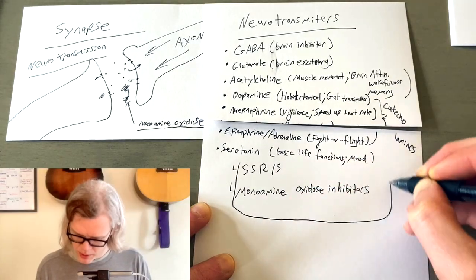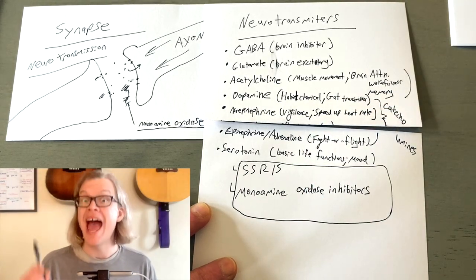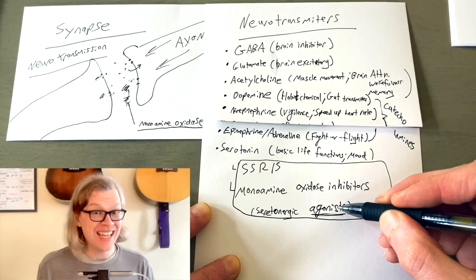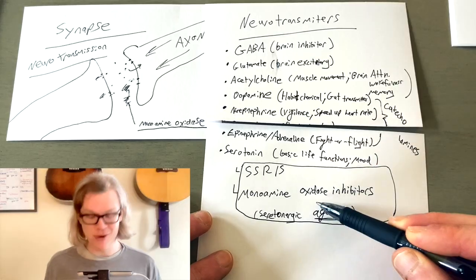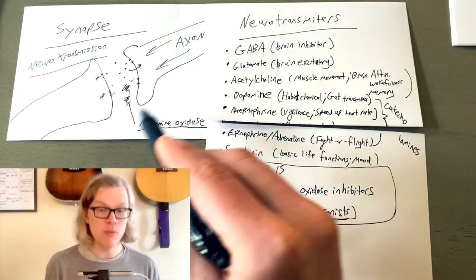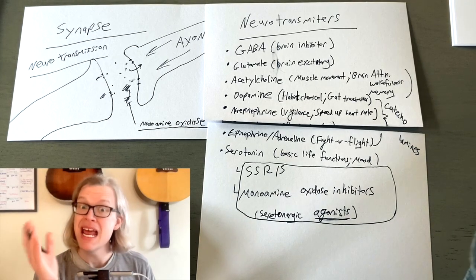These are both a certain kind of chemical called serotonergic agonists. What does agonist mean? It means it's good for serotonin. You're taking an SSRI, you're taking a monoamine oxidase inhibitor, you're getting more serotonin there. It's good for serotonin. Agonist, agonist. And there are also chemicals that are antagonists.